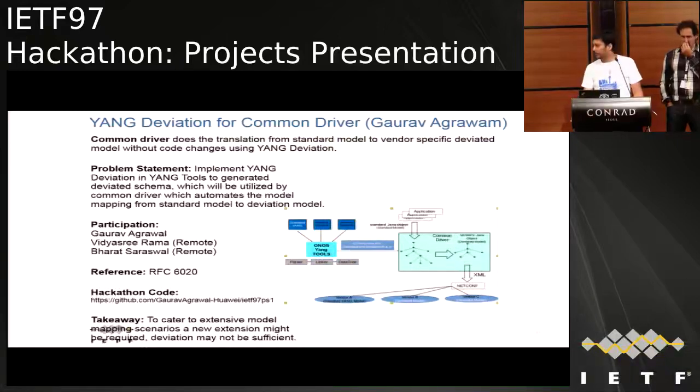The code is put into the private Git. And one of the takeaways we have for this particular problem statement is we found that for the model mapping framework, Yang deviation may not be the final approach. It doesn't cater to all the scenarios of the model mapping. So maybe in the future, we might need a new extension to do the same. So this is for the first problem statement we worked on.